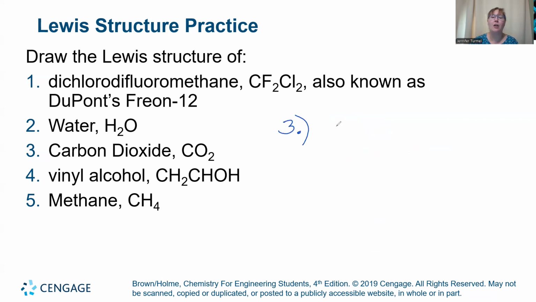All right, now let's look at carbon dioxide, and this one's going to be a little different. We have CO2. We have 4 valence electrons for our carbon, and we have 2 times 6 for our oxygen. That's 12, and 4 gives us 16 valence electrons. And we're going to place the carbon and the oxygens like this.